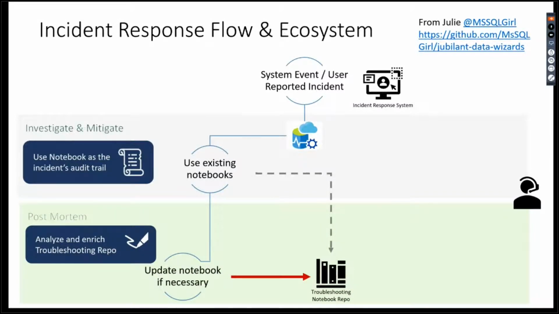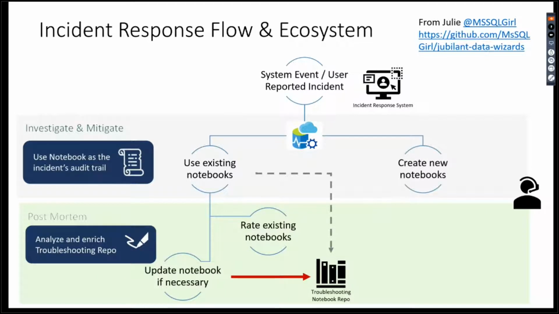And then you can update the notebook, you push it back into the repository, you could rate it, so you can identify which notebooks need to be worked on when you've got a little bit of quiet time. Go and improve the documentation for this notebook. It'll make it easier for the next time this happens. That's if you've got an existing notebook. If you haven't got an existing notebook, then just create one. Create a new notebook, do the same thing. We'll do the investigation, we'll do the mitigation.